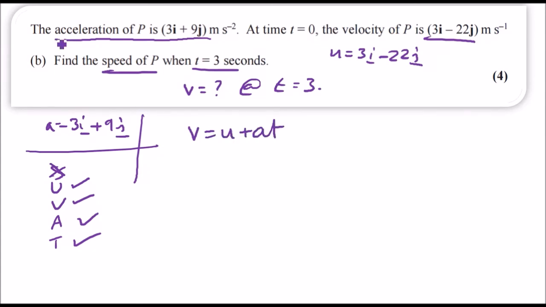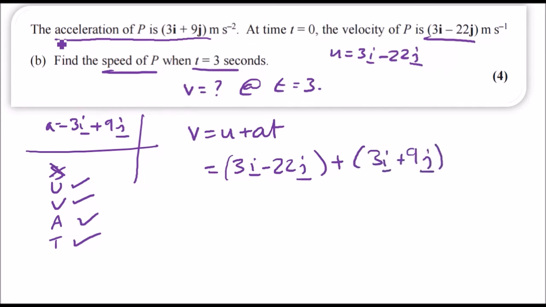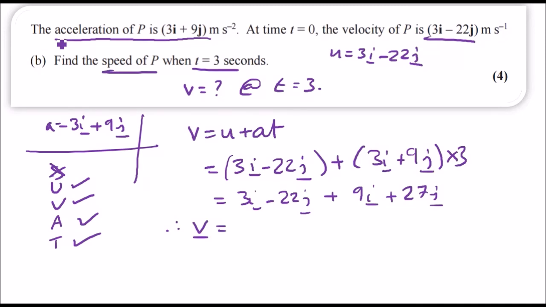And that's it, guys. Let's pop this all in. So replacing u, we're gonna have 3i minus 22j. Cool. Plus a, which is 3i plus 9j, and we're gonna multiply this all against 3. So I mean the a part at least. And then simplifying this, what do we get? So we got 3i minus 22j. Multiplying these terms across by 3, you can get 9i plus 27j. Correct my maths if I'm wrong, guys. And voila, the velocity v is going to be 3i plus 9i, which is 12i. Minus 22 plus 27j is plus 5j.